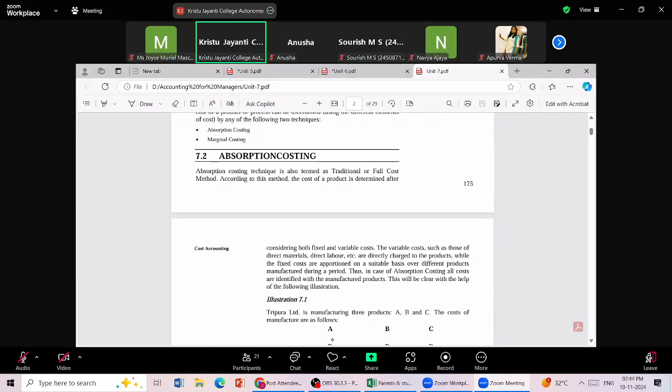Here you consider both fixed and variable costs. Variable costs are like direct material and direct labor. They are called variable because labor cost increases when production increases, and in the same way the raw material requirement increases when production increases. These are directly charged to the products, while the fixed costs are apportioned on a suitable basis over the different products.